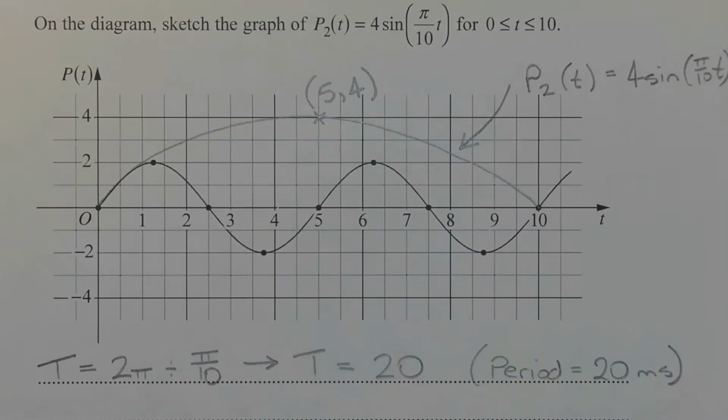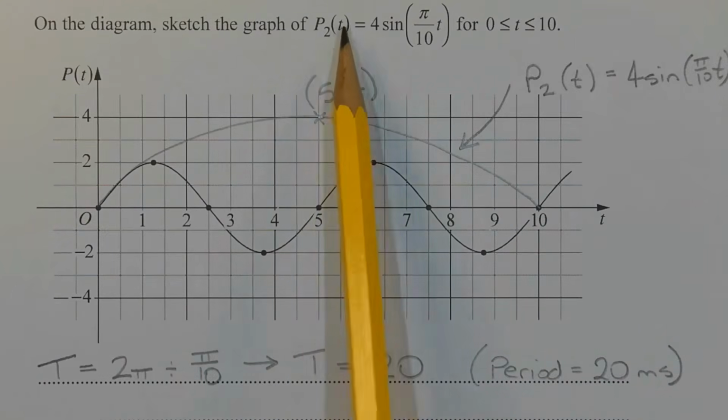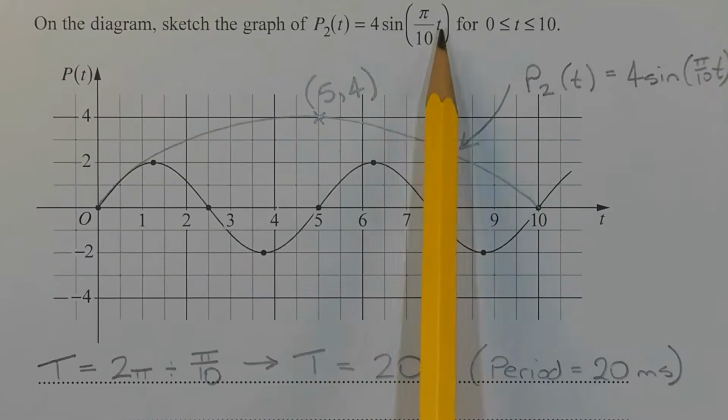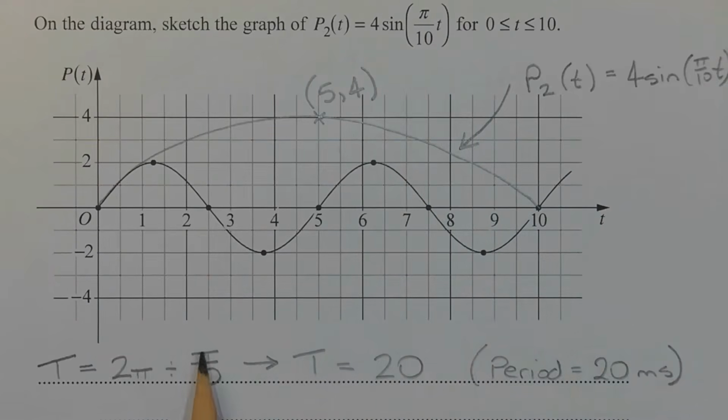By inspection, the amplitude of the P2 of t function is 4. Now we need to work out the period of the function, which is the time it takes for the function to complete one full cycle. And we use the equation capital T, which is the period, is equal to 2 pi divided by the coefficient of the time variable t, which in this case is pi over 10. So 2 pi divided by pi over 10 gives us a value for capital T of 20, which corresponds to a period of 20 milliseconds in this case.